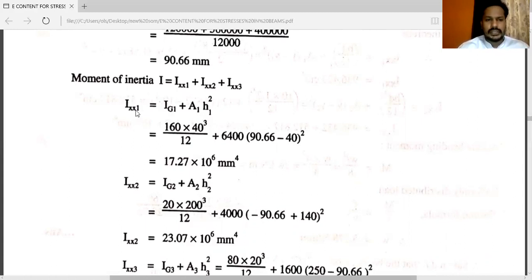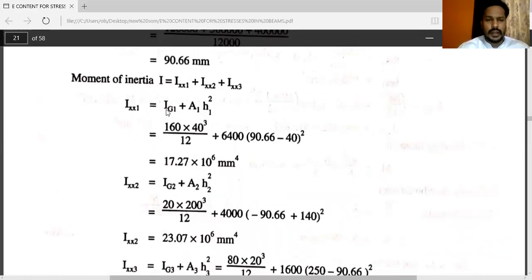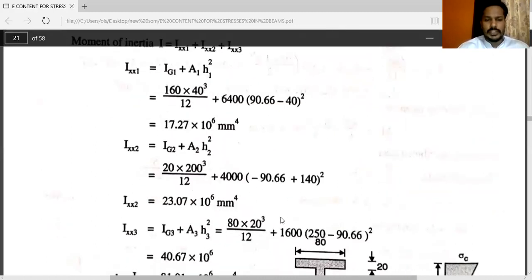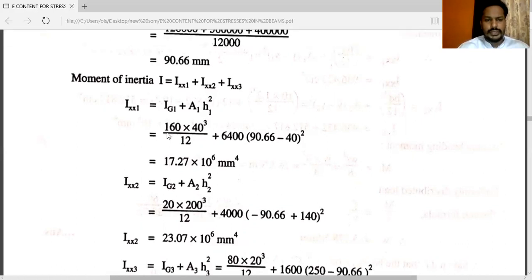Ixx1 is equal to Ig1 plus A1 H1 square, Ixx2 is equal to Ig2 plus A2 H2 square, and Ixx3 is equal to Ig3 plus A3 H3 square. Here we have the values of Ig1, Ig2 and Ig3. The formula for Ig1 is BD cube by 12. For Ig2, again BD cube by 12. And for Ig3, the formula is BD cube by 12. For every rectangle, we should be aware of the dimensions, base and depth.